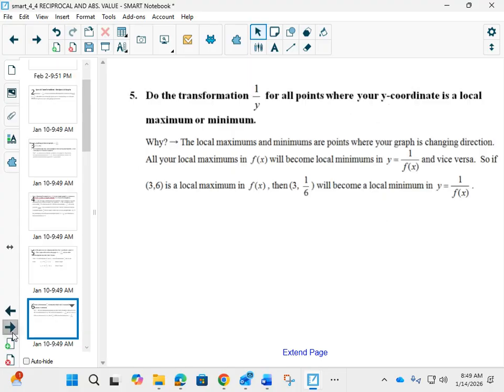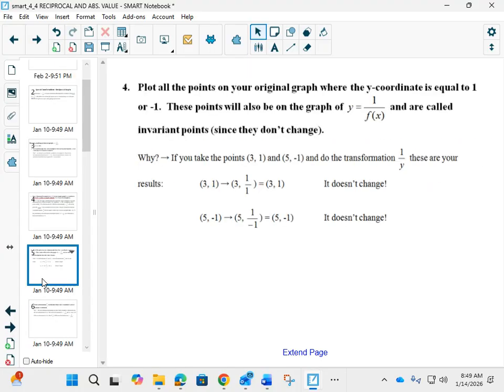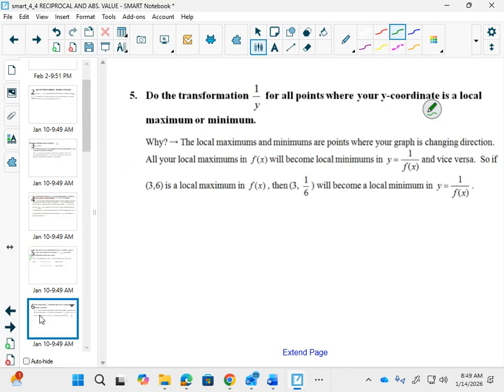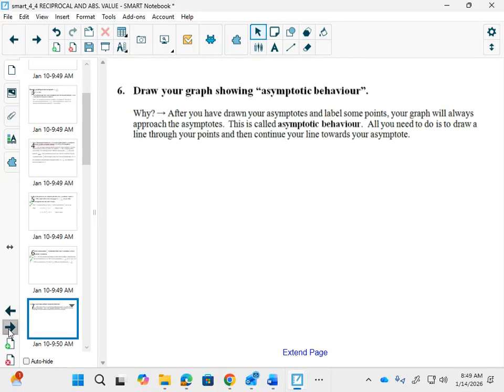And then steps 4 and 5, I will refer to as nice points. If you have a nice point on your original graph, (2, 4), then all you have to change is your y value to 1 over it. So (2, 4) will change to (2, 1/4). And you can do that to as many points as you'd like. And just like in chapter 2, at the end, we're going to draw our graphs towards our asymptotes.